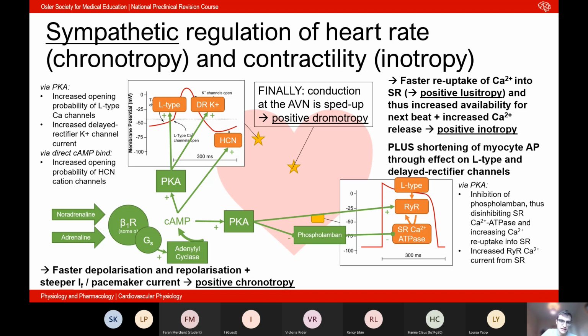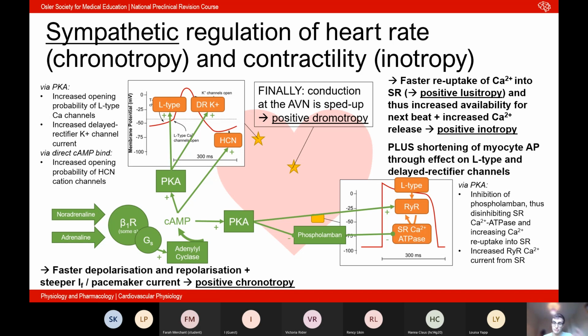It acts through a Gs subunit to stimulate adenylyl cyclase, which produces cyclic AMP. Cyclic AMP acts on the HCN channel, the cyclic nucleotide-gated channel, to increase its activity and therefore shorten the duration of that funny current. cAMP also activates protein kinase A, which phosphorylates L-type calcium channels and delayed rectifier potassium channels to increase their activity and therefore speed up the action potential. There it is in words for your revision.